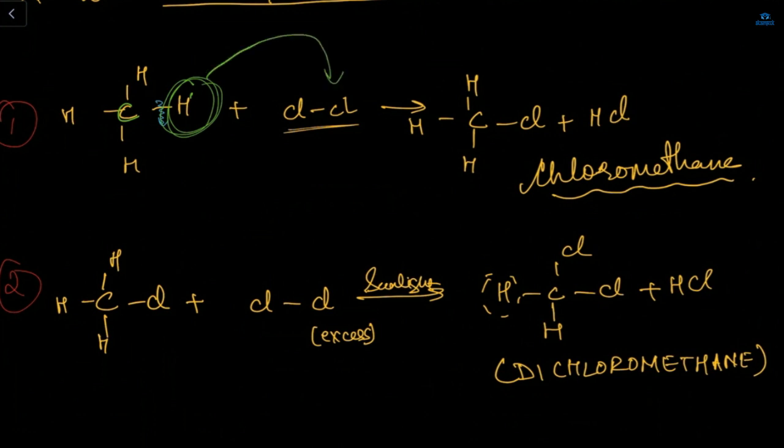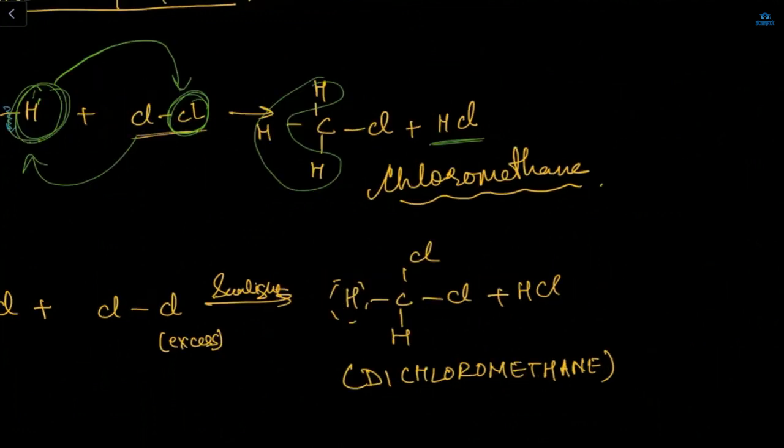Now what you will see in the product side, the 3 hydrogen will be there as it is. But what will happen to this hydrogen? In place of this hydrogen, one chlorine will get added and H will be added with this left chlorine, so HCl. So what is this product called? Whole this product is known as chloromethane. Chloromethane means Cl is used for chloro and this is known as methane.